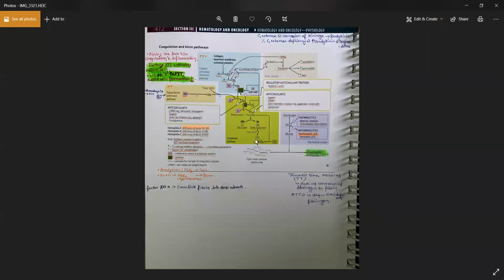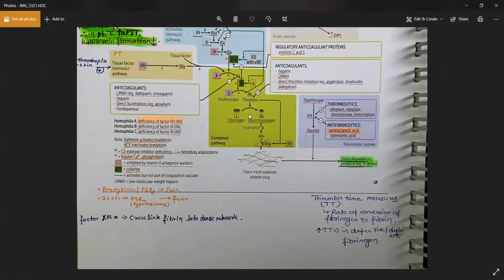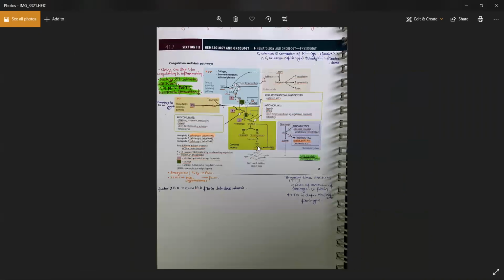Now, once the fibrin is activated and the aggregation has happened, it requires factor 13. Factor 13 will get activated by the thrombin again, and this factor 13 will convert the fibrin into the fibrin meshwork. Without factor 13, you still cannot have the meshwork. It also requires calcium. That is the other thing.